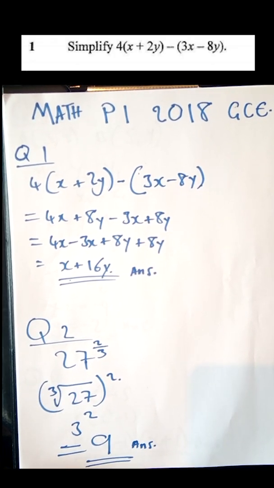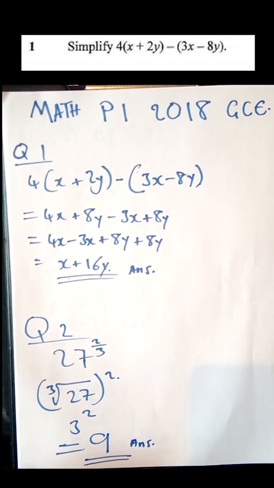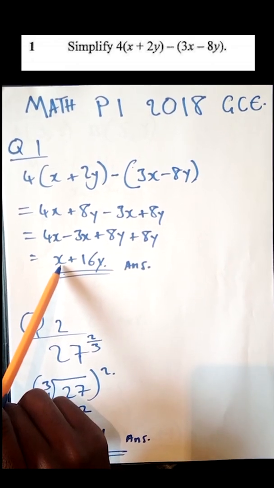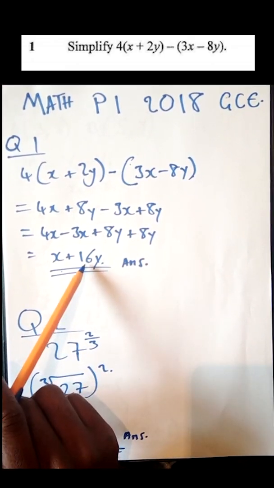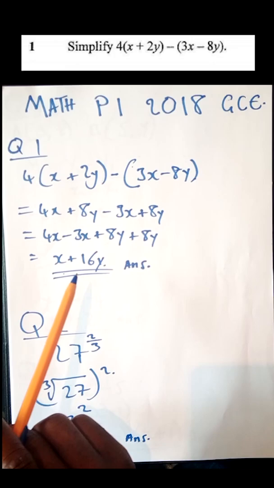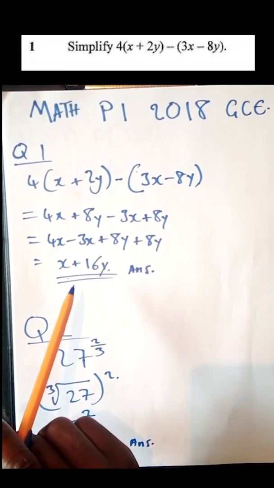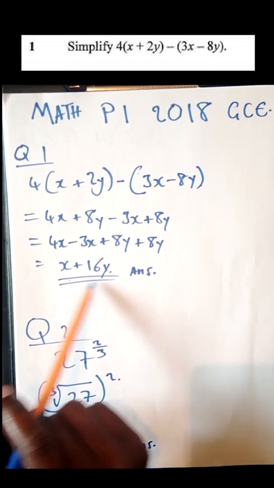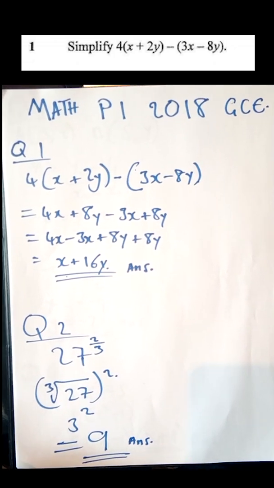After collecting the like terms, you have to compute them, you work them out. So 4x minus 3x, that is x, 8y plus 8y, that is 16y. Since at this juncture you can't further simplify this expression, you leave that as your final answer.